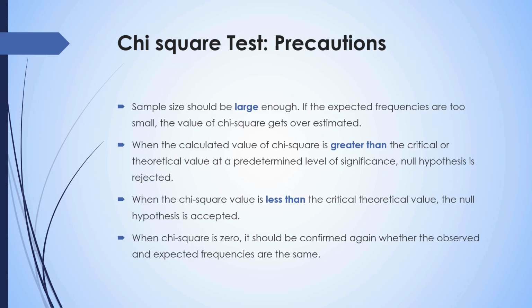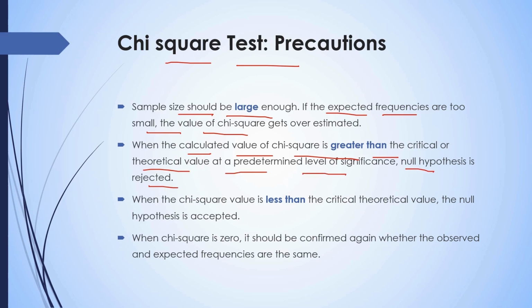What are the precautions that you need to take while doing a chi-square test? The first one, sample size should be large enough. This we have already discussed. If the expected frequencies are too small, the value of chi-square gets overestimated. Second, when the calculated value of chi-square is greater than the critical or theoretical value at a predetermined level of significance, the null hypothesis is rejected.